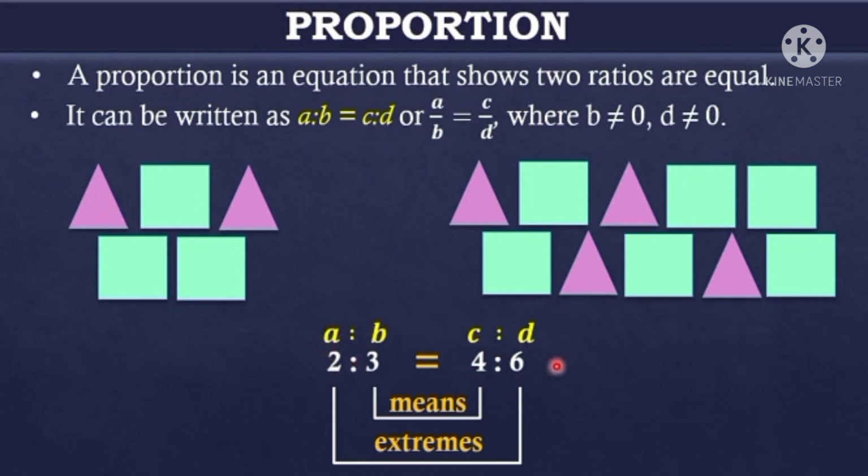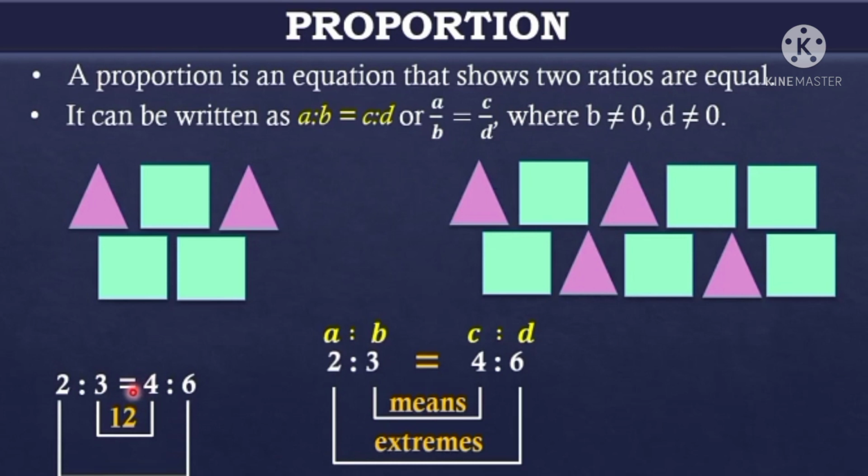Now, let us multiply the means. 3 times 4 is 12. And 2 times 6 is also 12. So as you can see, the product of the means is equal to the product of the extremes.